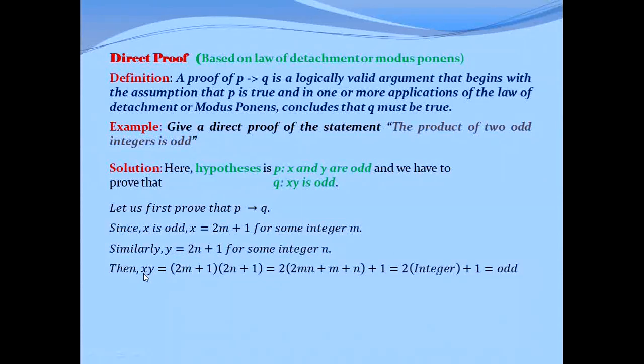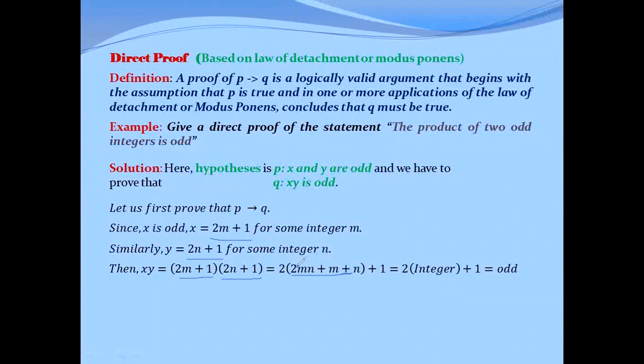Then xy: the value of x is 2m plus 1, as I have written here, and the value of y is 2n plus 1, also written here. Then the product is 2m into 2n, that is 2 into 2mn, then 2m into 1, then 1 into 2n, and 1 into 1. I have taken 2 common. So the value in the bracket, with m and n constants, the product of these numbers will also be an integer, since m and n are integers.